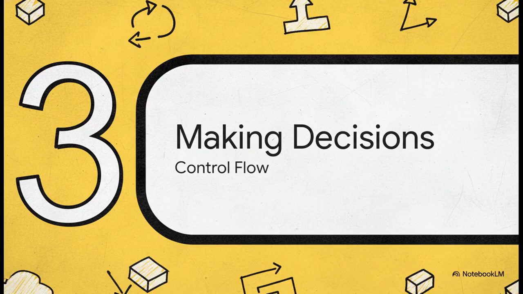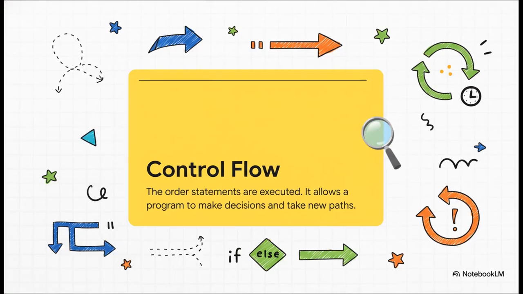Okay, so we've got our information and we've asked our questions. Now for the fun part, the payoff, making decisions. This is where our code really starts to come alive. The official name for this is control flow. The best way to think about it is like you're walking down a path and you come to a fork in the road. Control flow is what lets the program look at the answer to a question, like, is it raining, and then decide whether to go left or right.